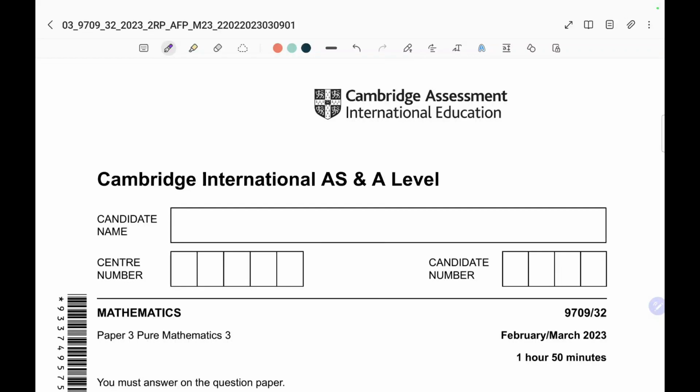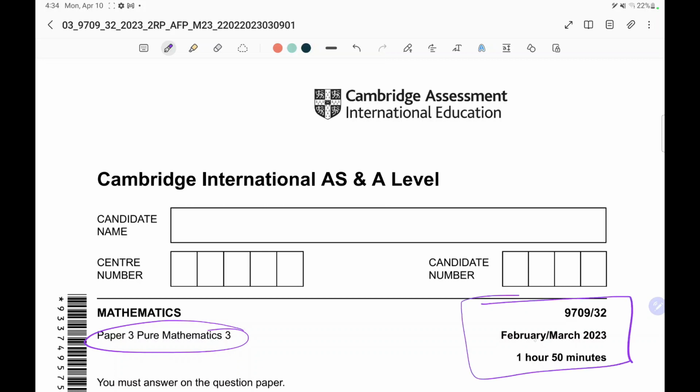Everyone, and welcome back with another video that is based on Pure Mathematics Paper 3, and this is the latest and the most recent paper of the Cambridge curriculum. That's February-March 2023. Paper code is 9709/32. I have already solved this paper.